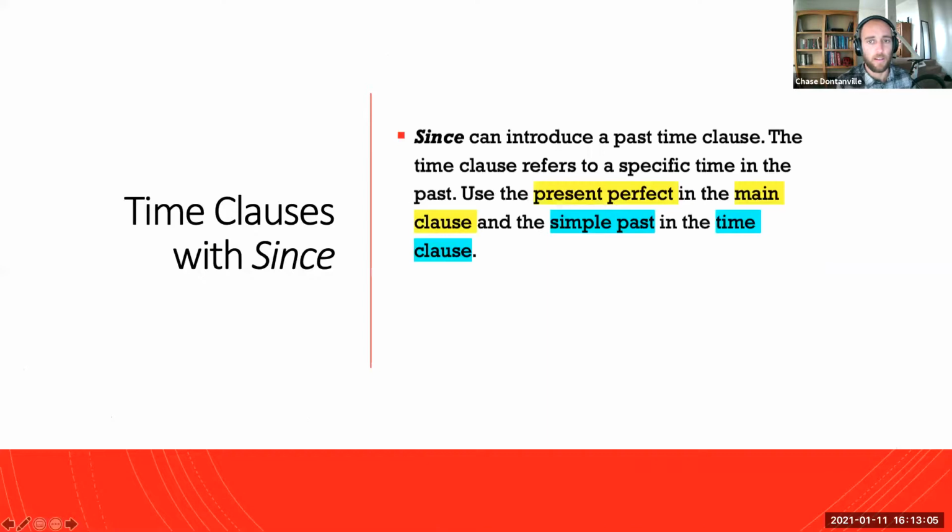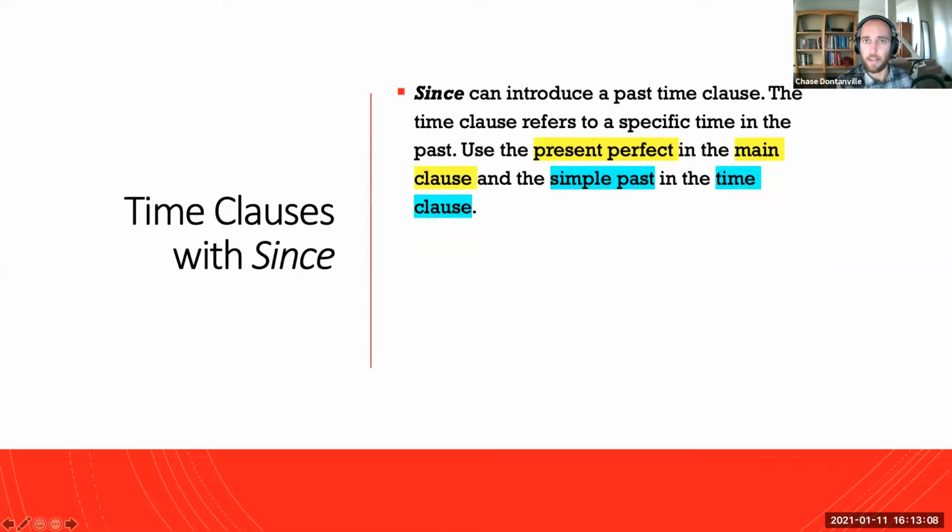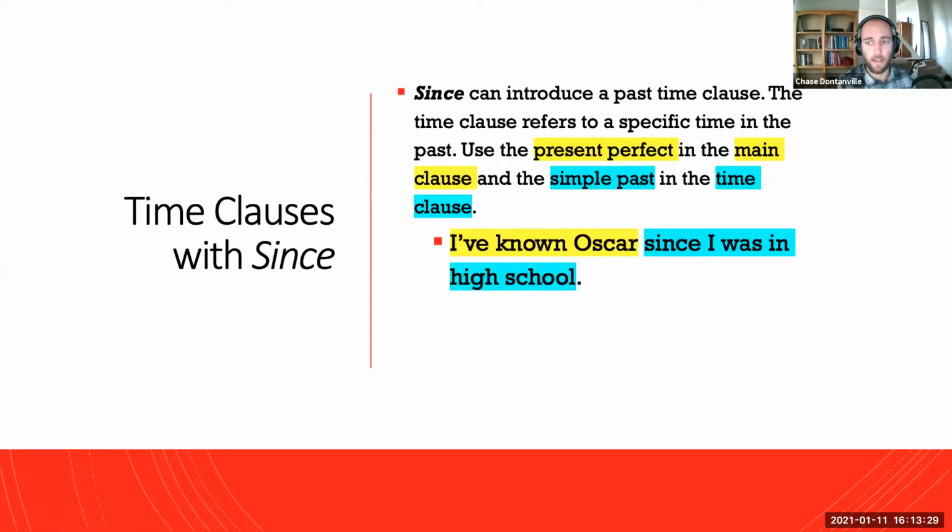Since can introduce a past time clause. The time clause refers to a specific time in the past. Use the present perfect in the main clause and the simple past in the time clause. Okay, so remember, clauses are groups of words with a subject and a verb. For example, I've known Oscar since I was in high school. So the main clause, I've known Oscar, okay, that's in the present perfect. The time clause begins with since and is in the past simple. Since I was in high school.